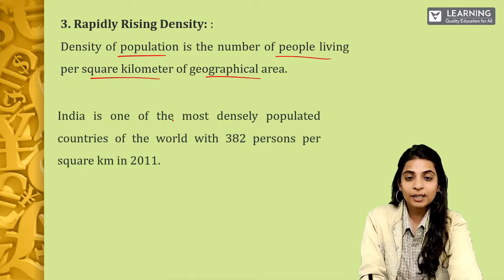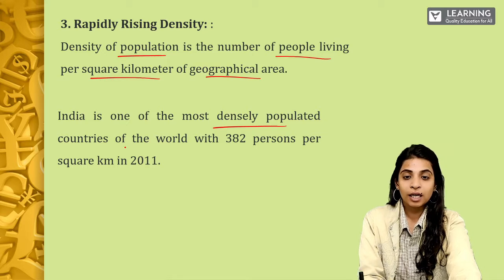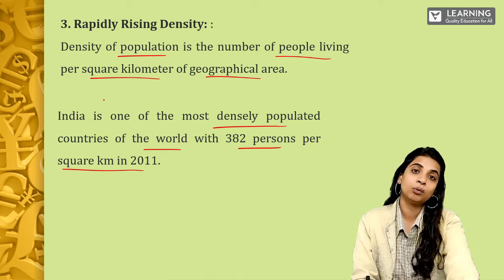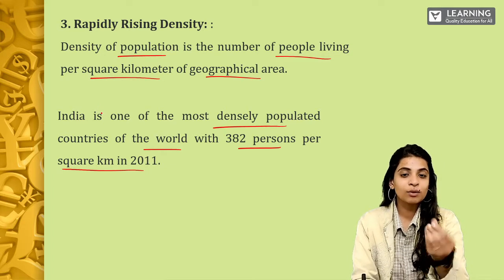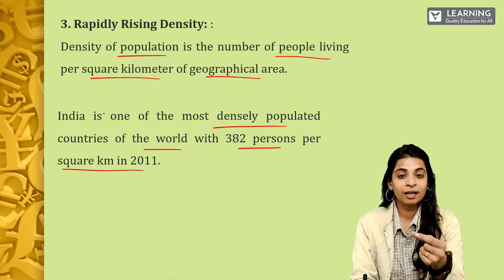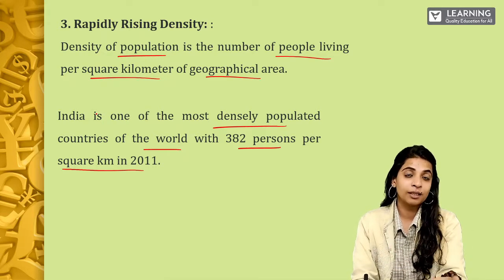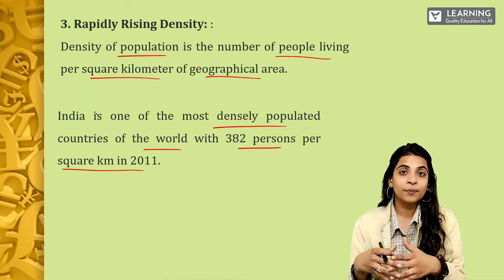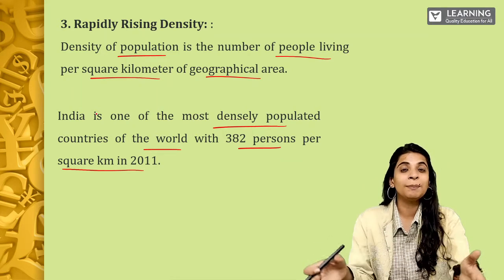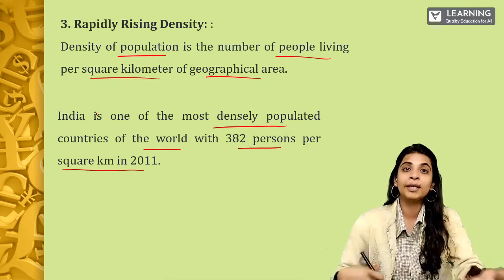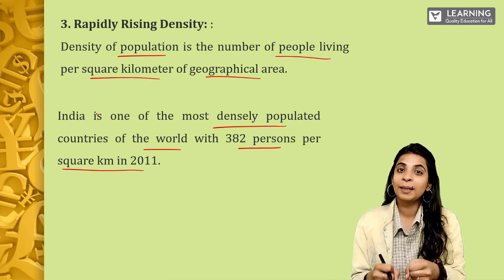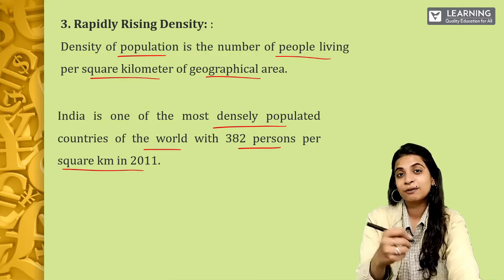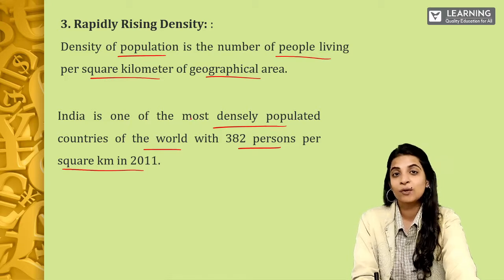All right. Now India is one of the most densely populated countries of the world, with 382 persons per square kilometer in 2011. It looks very small to hear that we are 382 persons per square kilometer in 2011. But if you actually see it, we don't have that much space to hold so many people on that 1 square kilometer. Still, we are there on that piece of land. And imagine the natural resources which are very limited, how they are fulfilling our needs and wants. So it is a matter of concern.